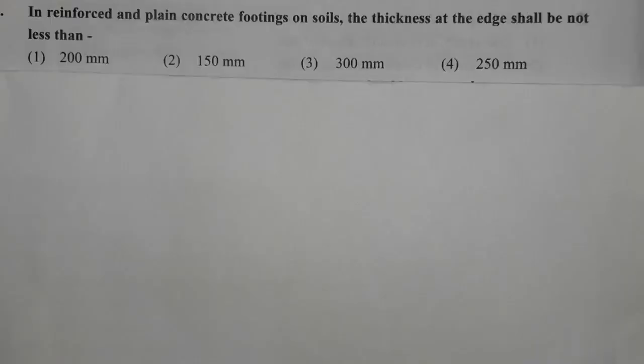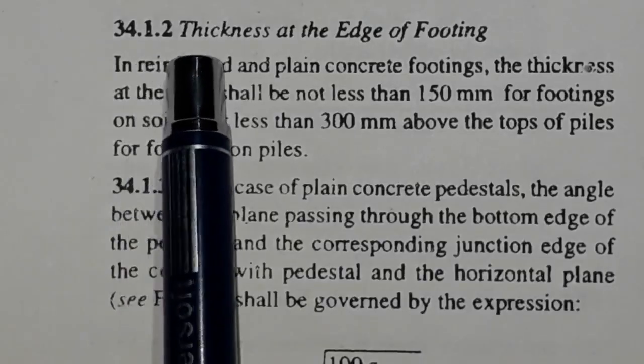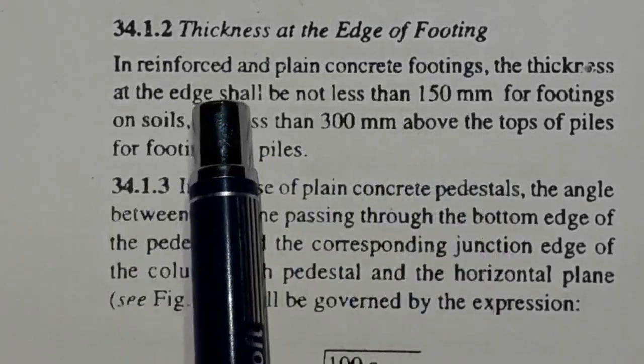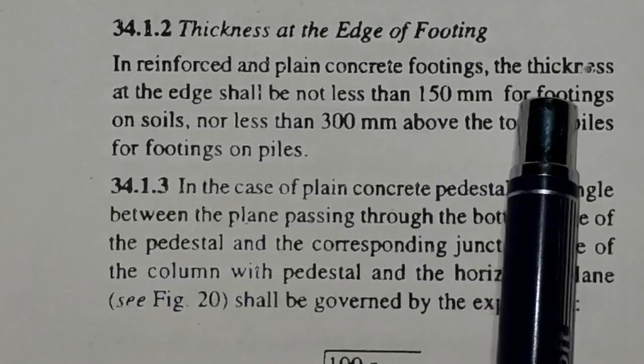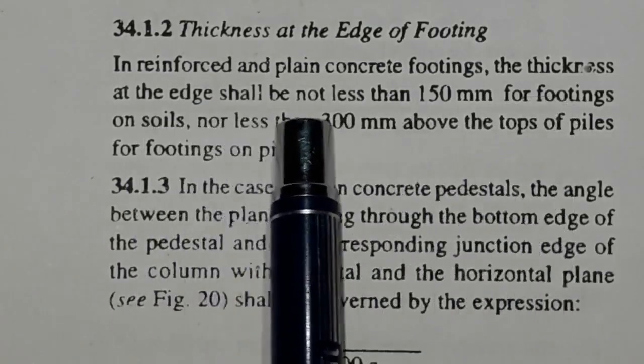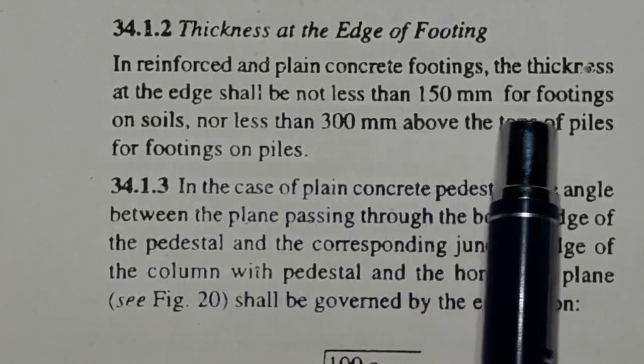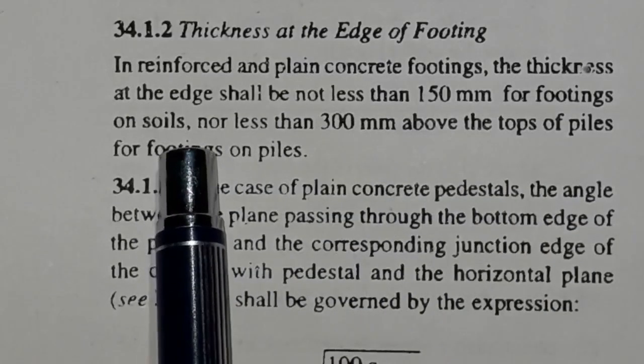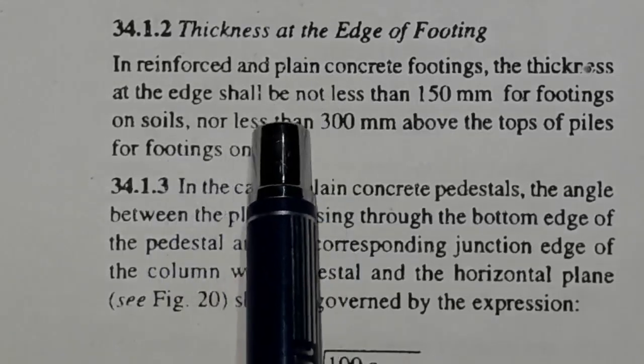Next question: in reinforced and plain concrete footings on soils, the thickness at the edge shall not be less than. The four options are given. Let us go to the IS 456. Clause 34.1.2, thickness at the edge of footing. In reinforced and plain concrete footings, the thickness at the edge shall be not less than 150 mm for footings on soils, and that is why the correct option for this question is option number 2.